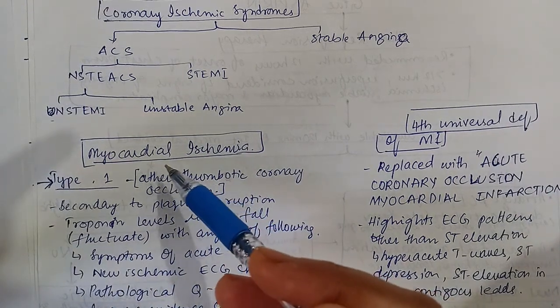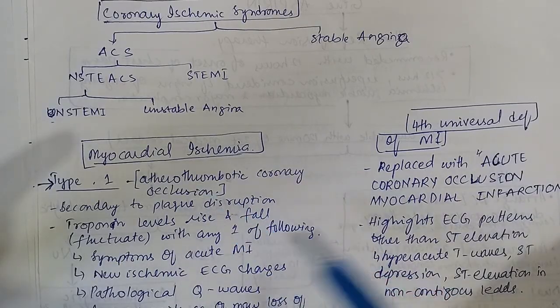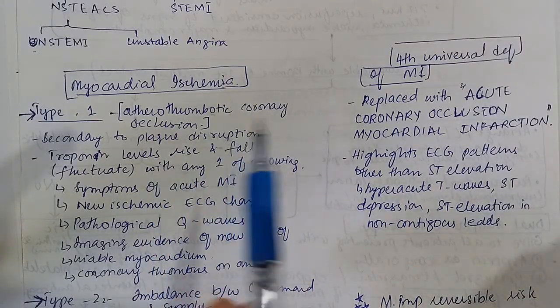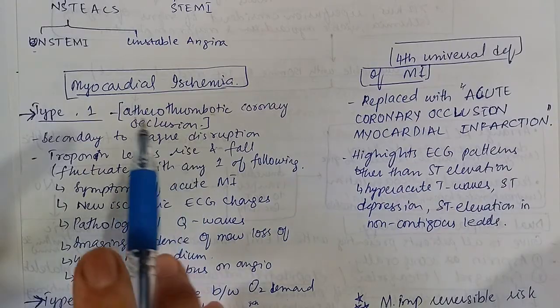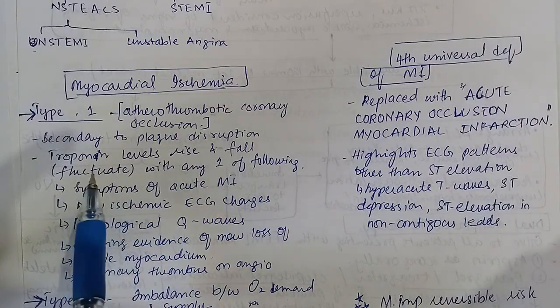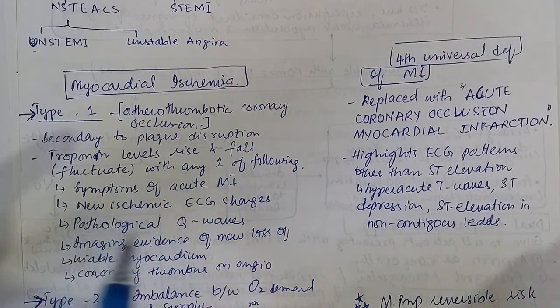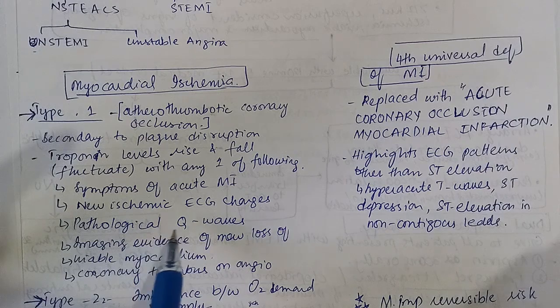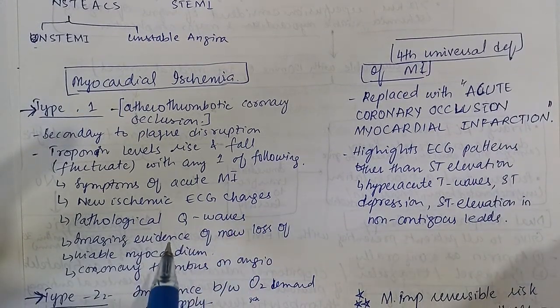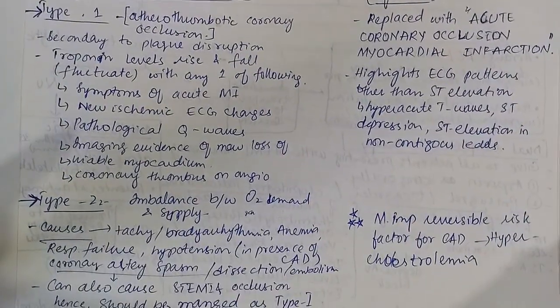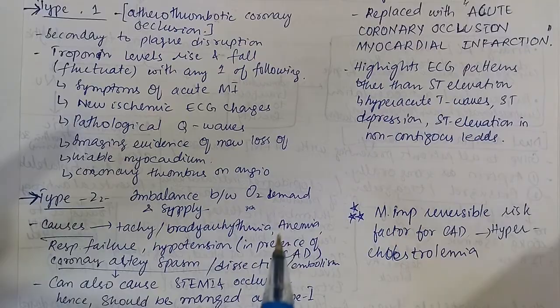We have two kinds of myocardial infarction present in the ETG guidelines. Type 1 is considered to be due to atherosclerosis, with a history of atherosclerotic disease and atherothrombotic coronary occlusion secondary to plaque disruption. Troponin levels in this case rise and fall. They fluctuate with any one of the following: symptoms of acute MI, new ischemic ECG changes, pathological Q waves, imaging evidence of new loss of viable myocardium, and coronary thrombus on angiography.